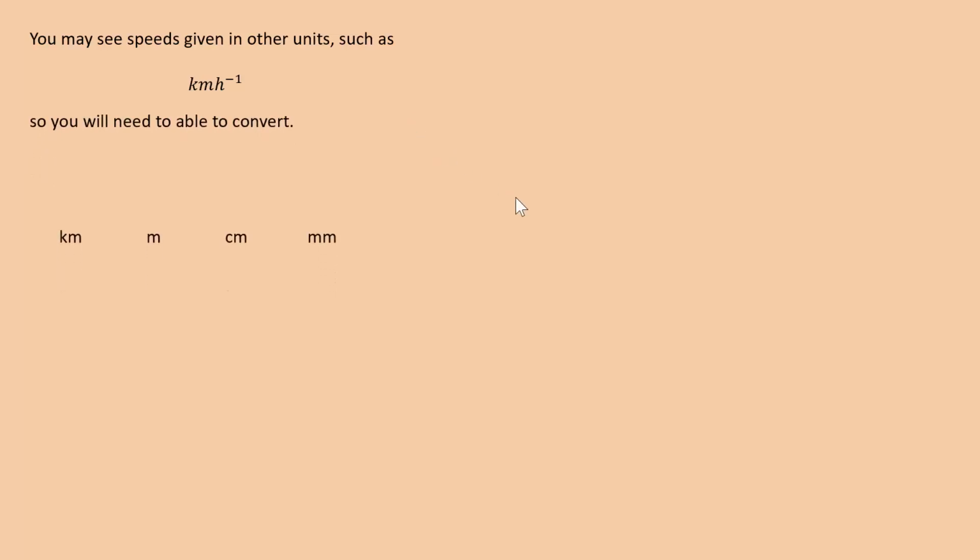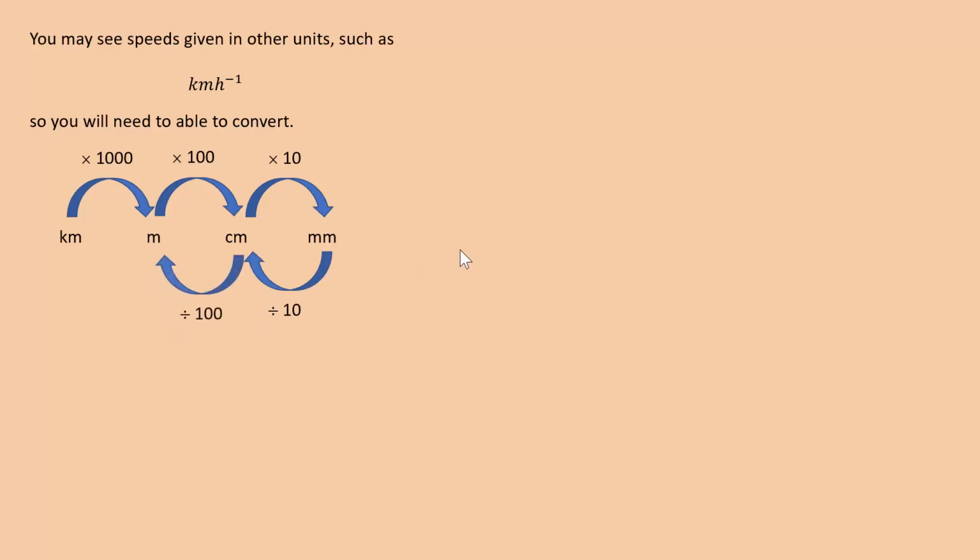So if we look at length conversion, we're going to have here kilometers, meters, centimeters, and millimeters. To go from kilometers to meters, you multiply by 1,000. Meters to centimeters, you multiply by 100. And centimeters to millimeters, you multiply by 10. And then clearly you're going to divide to go in the other direction.